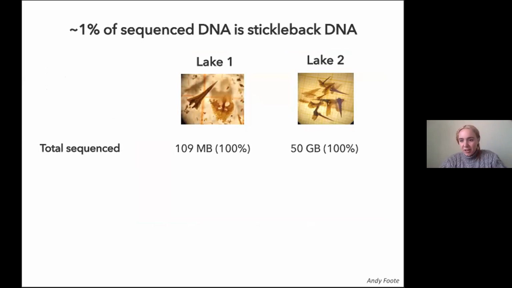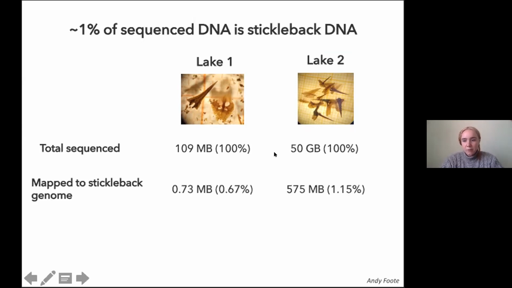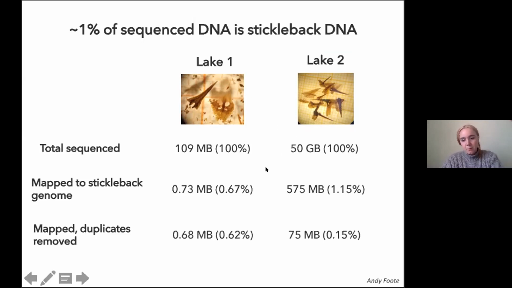And just to give you an idea, even when we got sequencing data, so we got a decent amount of sequencing data for both lakes, when we mapped it to the stickleback genome, we actually lost 99% of the data because 99% of the data belonged to environmental DNA. So only 1% of this DNA actually was stickleback DNA. And for Lake 2, we even lost more data when we were removing duplicates also.